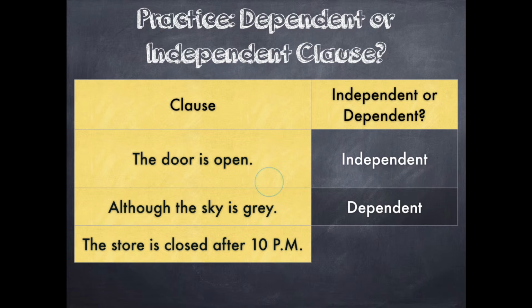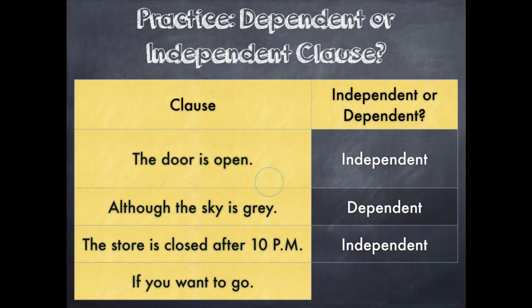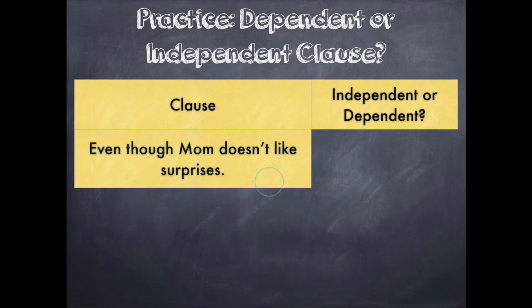The store is closed after 10 p.m. That expresses a complete thought, so it's independent. If you want to go. If you want to go what? Tell me more. It's dependent. Even though Mom doesn't like surprises. Go on. Even though Mom doesn't like surprises, now what?